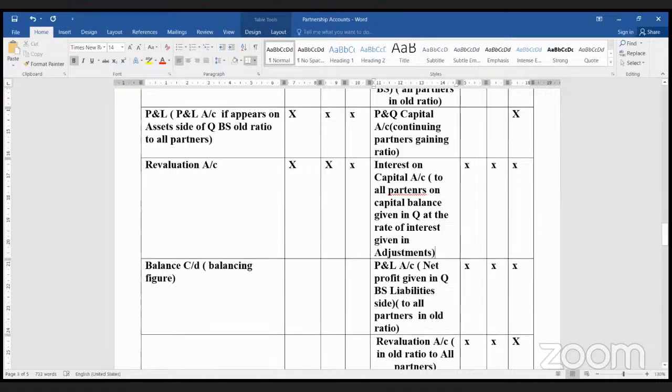I'm telling you how to do it also. With this help you are working, so you can use your common sense and do it also. So interest on capital, if asked to calculate, we generally calculate for all the partners, including the retiring partner. Upon what? Whatever capital balance is given in the question, upon that, the interest rate given in the adjustments, we calculate, and whatever amount you get is to be taken here. Understood?